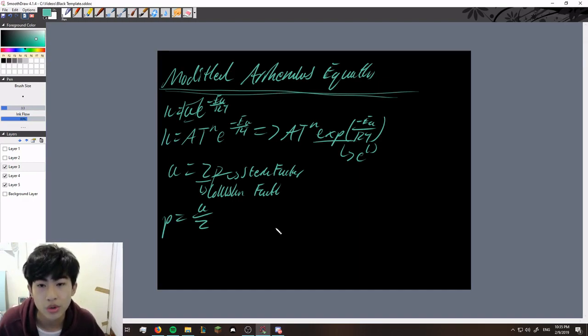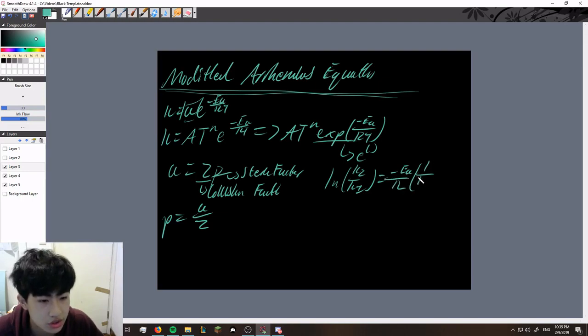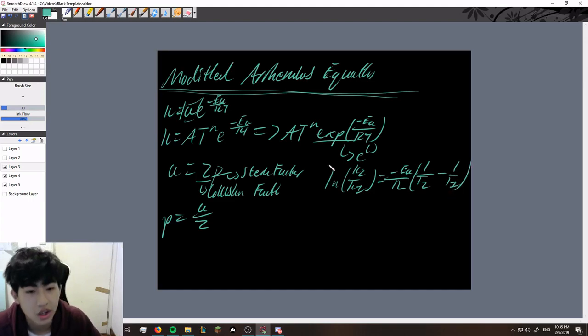However, when we use our previous Arrhenius equation, let's actually derive this. You may have seen this equation before. ln brackets K2 over K1 equals negative EA over R brackets 1 over T2 minus 1 over T1. Let's actually derive this. We have our first equation here. Let's take our logarithmic equation.